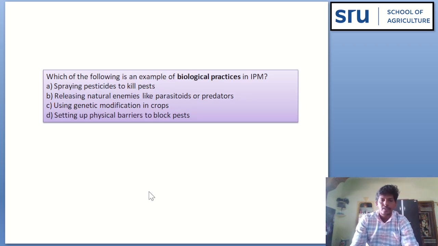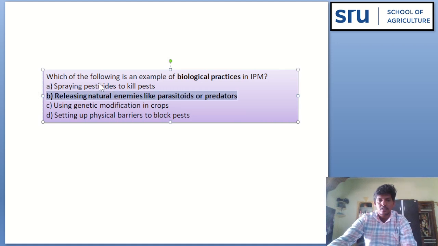Which of the following is an example of biological practice in IPM? Spraying pesticide to kill pests, releasing natural enemies like parasitoids and predators, using genetic modification in crops, setting up physical barriers to block pests. Your correct answer is releasing natural enemies like parasitoids or predators is an example of biological practices in IPM.